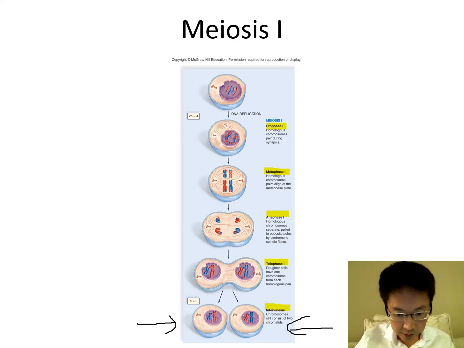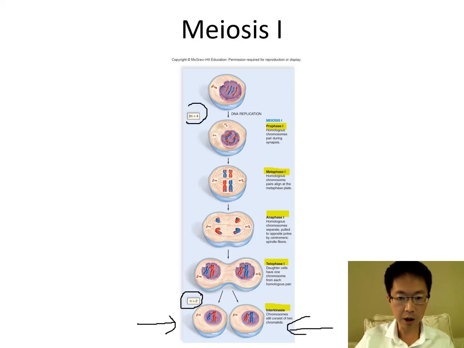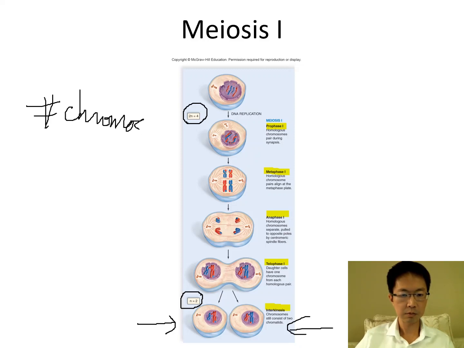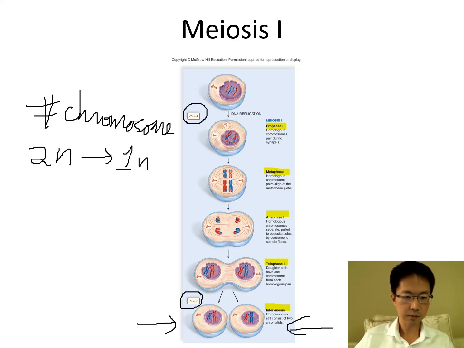But what's most important is that the number of chromosomes is reduced by half. This is a very important point. At the end of meiosis 1, the number of chromosomes is reduced by half. 2N becomes 1N. We call 2N diploid, and 1N haploid.